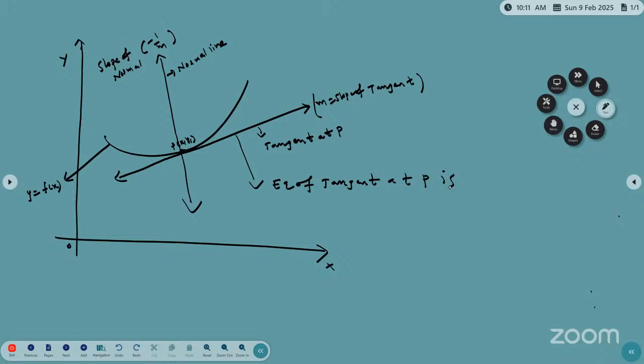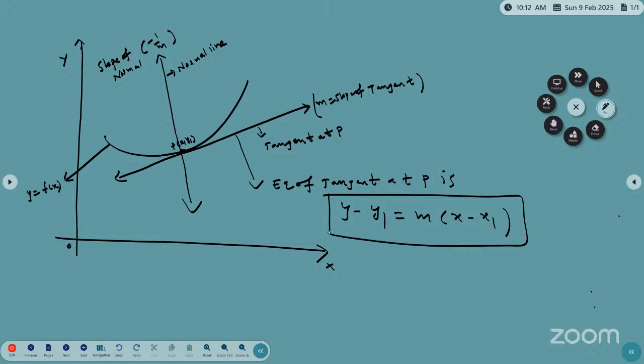May I know what is the equation of the tangent line? What is the equation of a straight line formula? Straight lines, you have finished coordinate geometry, right? What is the equation of this tangent? Y minus y1 equal to m into x minus x1. What is m? Slope of the tangent.